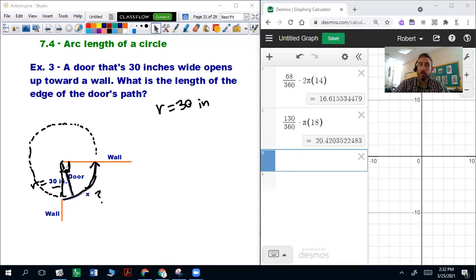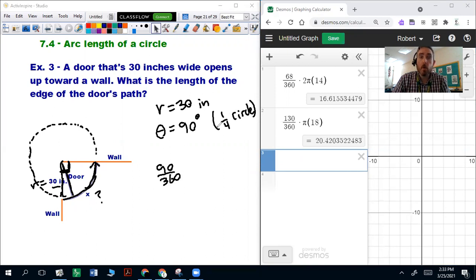If you thought right angle, a right angle is 90 degrees, your angle is 90 degrees, or it's a quarter of a circle. So you could do 1/4, but 90 out of 360 is a quarter of that circle. So you could do 90 over 360, or 1/4 multiplied by 2 pi r, so 2 pi times 30. So that length, that value of x there, I'll call it x since it's called x, is 90 over 360 times 2 pi 30.